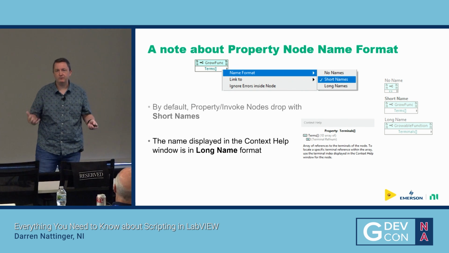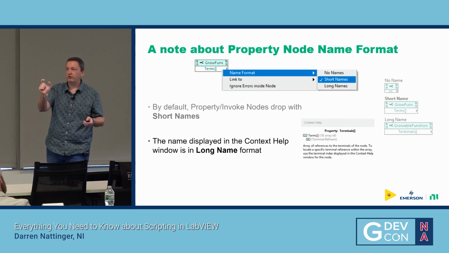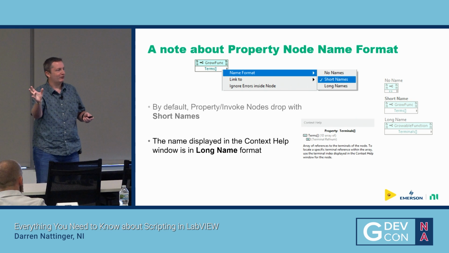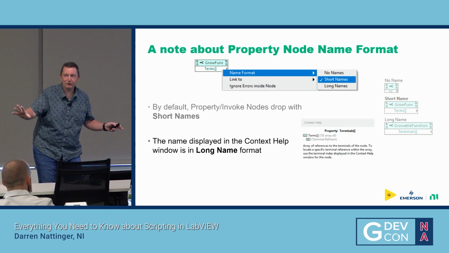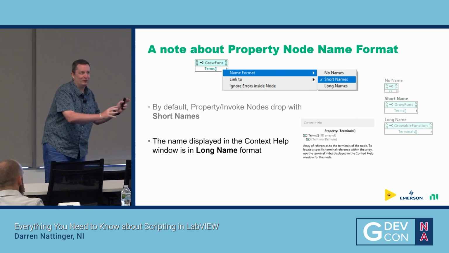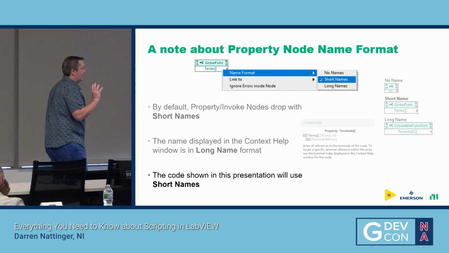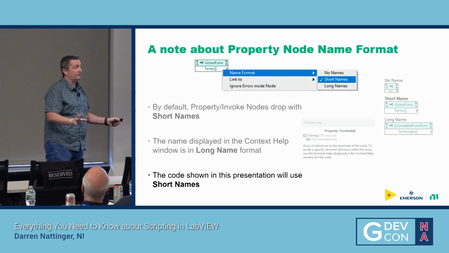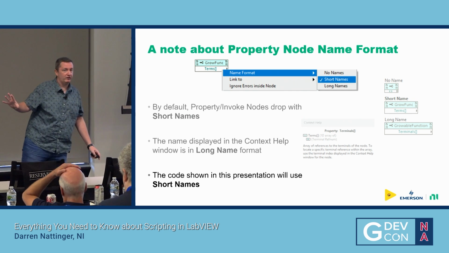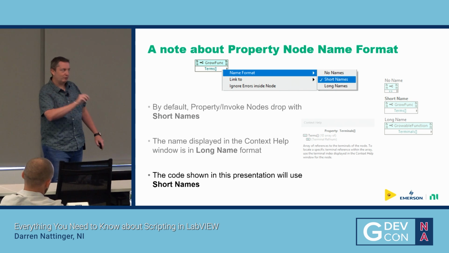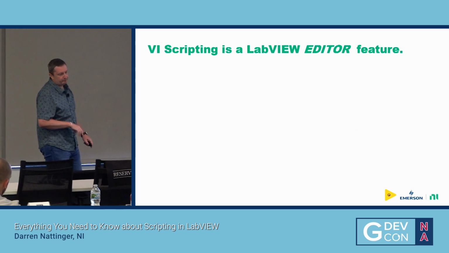Sometimes that can be confusing because you see a property node on the block diagram that says terms, like the one on the slide. But if you hover over with context help, it says terminals. That one's pretty straightforward. There's other ones where the short and the long aren't as evenly matched. So just for the purposes of our presentation, I'm going to stick with short names. All of the screenshots that you see are going to be short names on property nodes because that's the default in LabVIEW, even though it doesn't match up with the name that you see in the context help window.